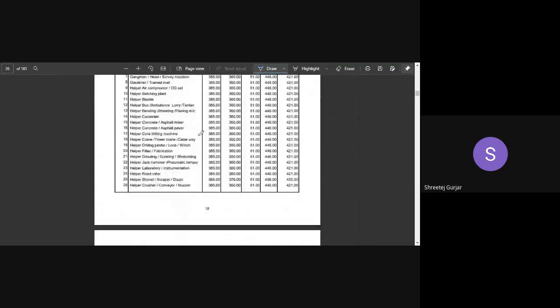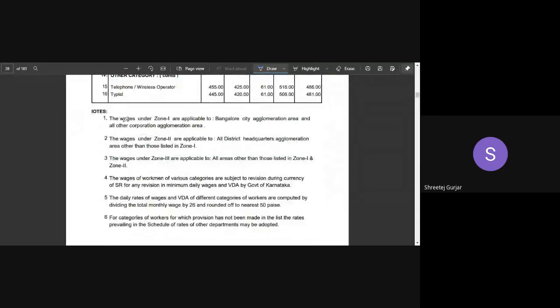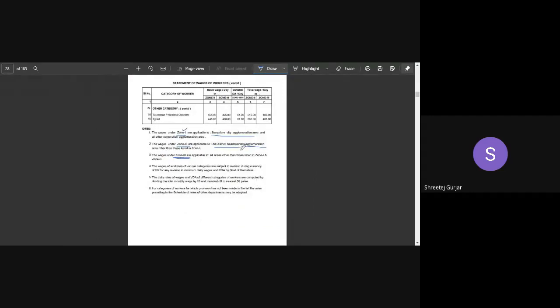So I think the zone is also mentioned. So Bangalore area and its nearby cities are taken as zone 1. You can see Bangalore city and agglomeration are taken in zone 1. Wages under zone 2 are applicable to all district headquarters and agglomeration. Okay, they come under zone 2, and all the remaining things come under zone 3. All the remaining areas will be under zone 3. Okay, so I hope this part is clear. Is this clear?